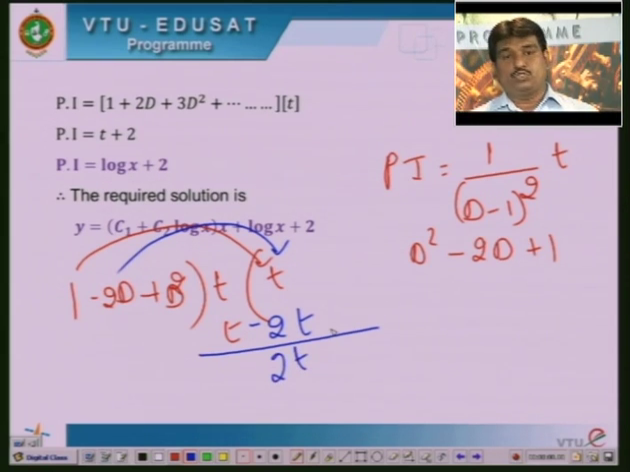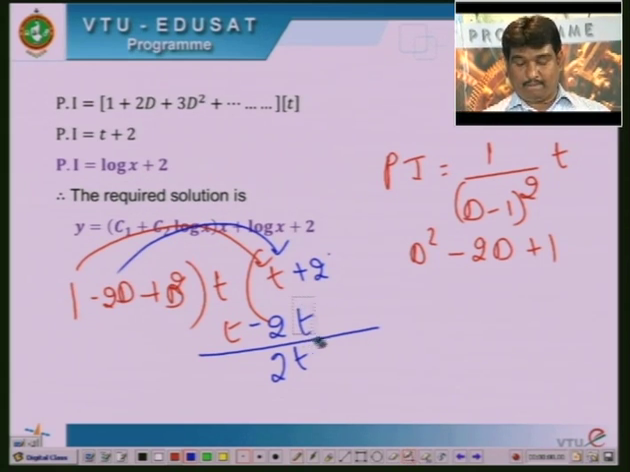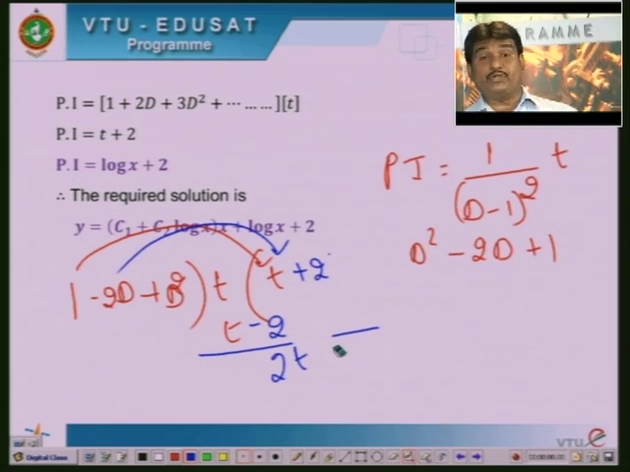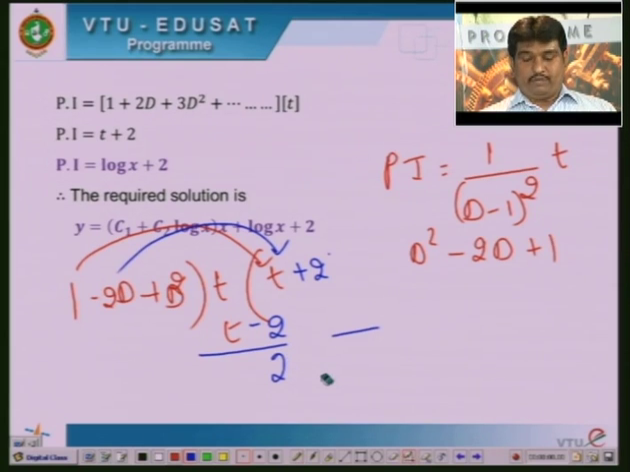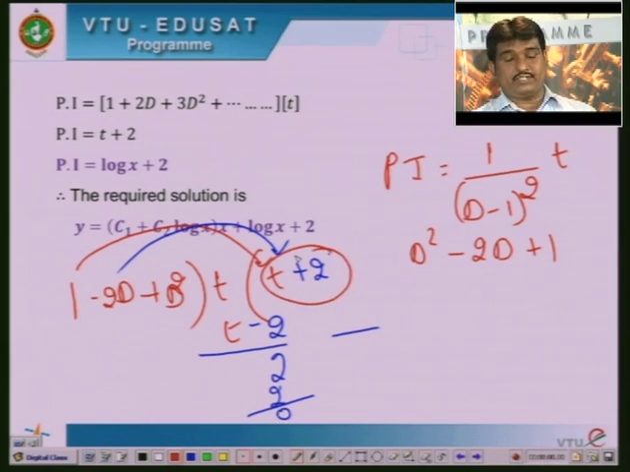Next step, 2t, this 2t divided by 1 is 2t, t plus, sorry, this is not 2t, it is only 2, because derivative of t is 1. So it is only 2, minus 2 into derivative of t. There is no t here, this is only 2. So 2 by 1 is 2, so I will get 2 here, this is 0. So this t plus 2 is my PI, which is same as this one.